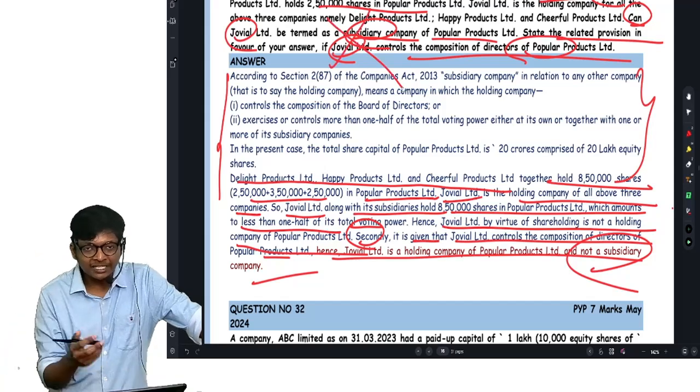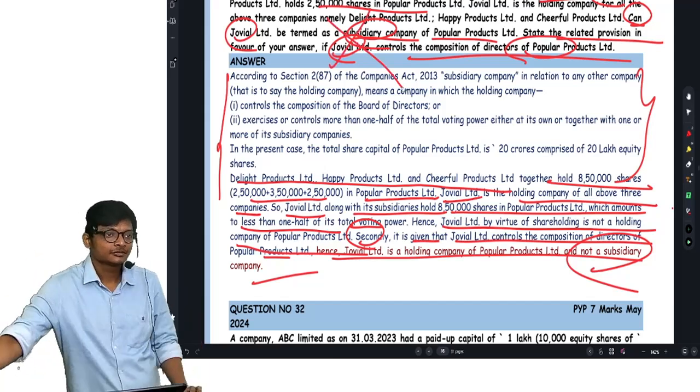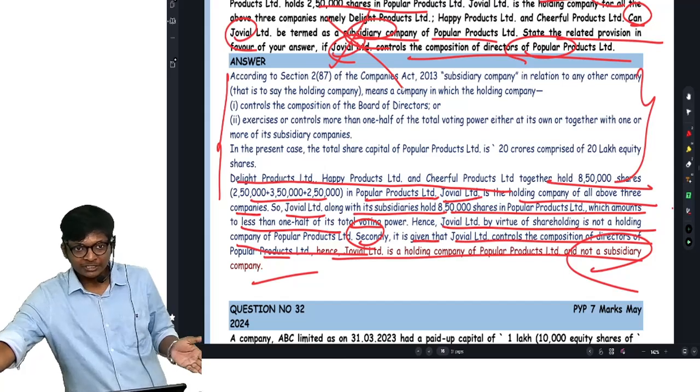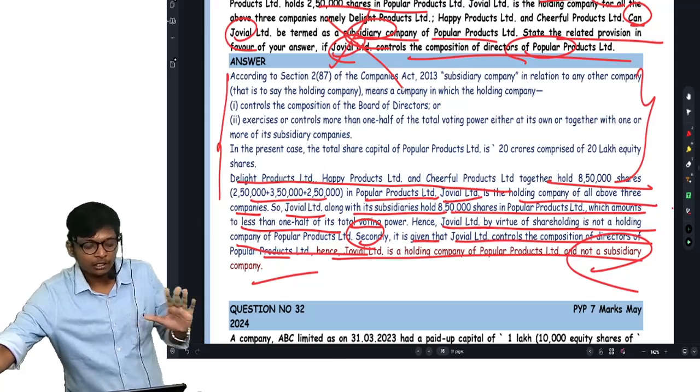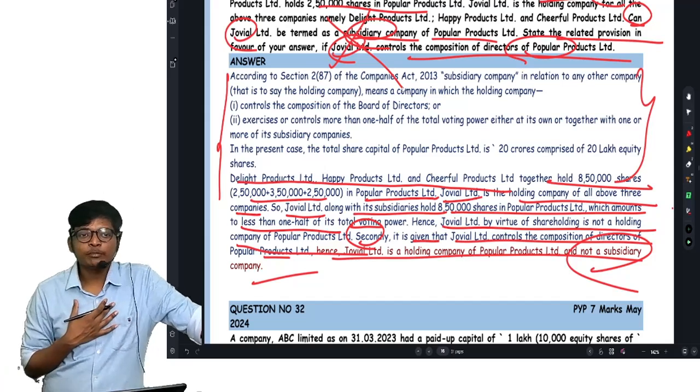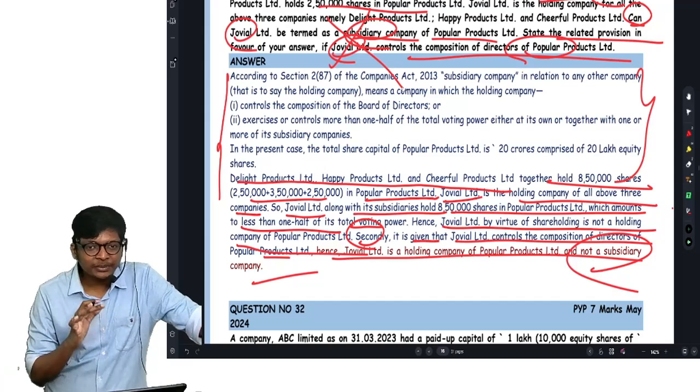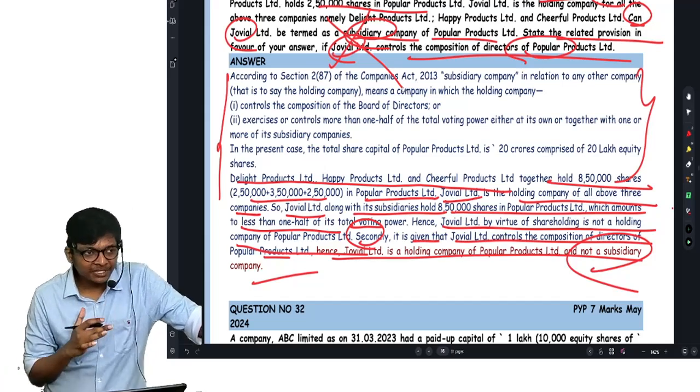The question is not wrong. You should tell the question is wrong, Jovial is not subsidiary. Jovial will be a holding. Are you understanding, guys? Try to keep your answer as simple as possible. As simple as possible, guys.